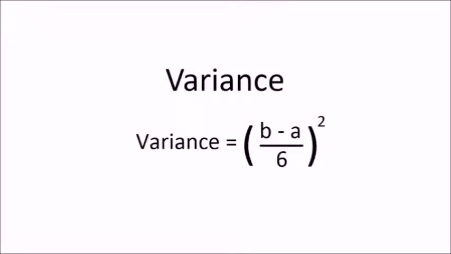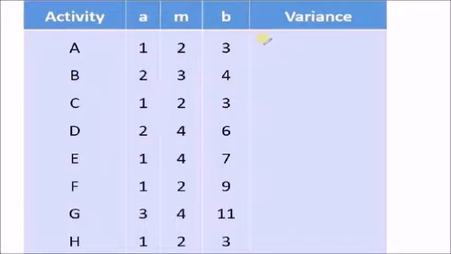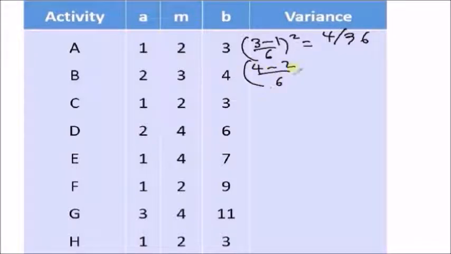We can also calculate the variance for each activity. The variance is given by the formula B minus A, over 6, squared. For activity A, the variance is 3 minus 1 over 6 squared. 3 minus 1 is 2, 2 squared is 4, 6 squared is 36. For B, it is 4 minus 2 over 6 squared. 4 minus 2, 2, 2 squared is 4, 6 squared is 36. We calculate the variance for the other activities.